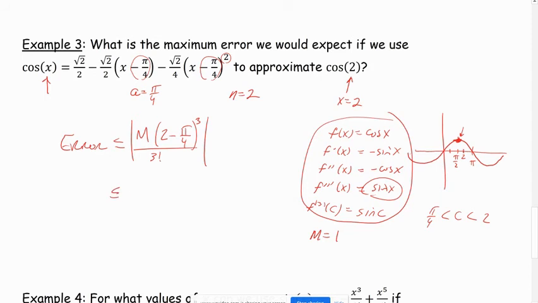And so we're going to have 1 times (2 minus pi over 4) to the third power over 3 factorial. And that is about 2.986. So our error for this one is quite a bit bigger than our error for the last problem. We do have a pretty significant error if we only use the first 3 terms of this series. And so it would be a good idea, if you wanted more accuracy, to expand this and use more terms in your series.